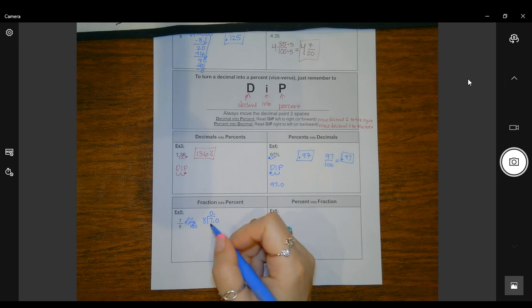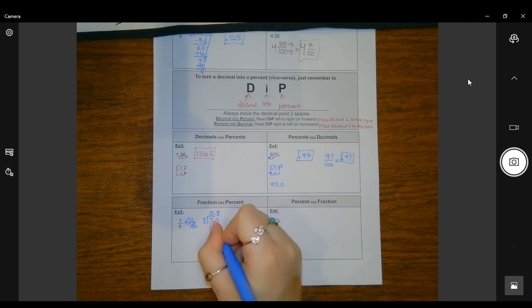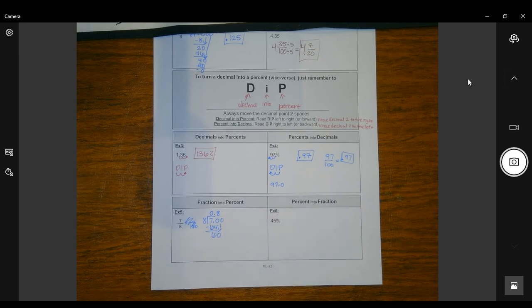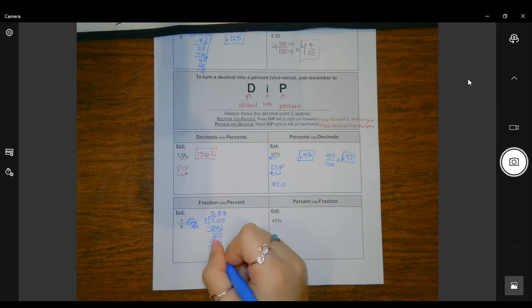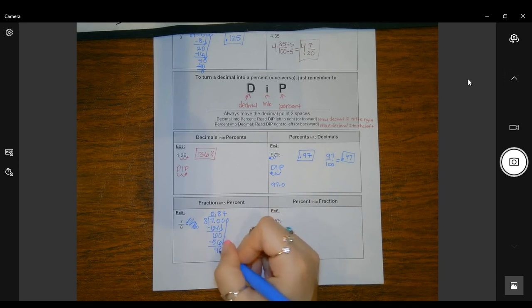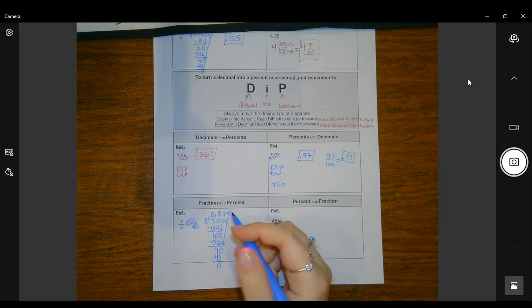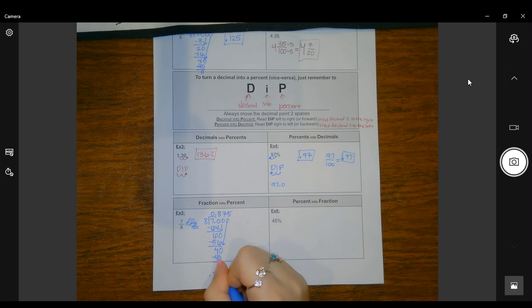8 into 70 goes in 8 times. And 8 times 8 is 64. Subtract that, you get 6. Bring down a 0. And 8 goes into 60 7 times, and you get 56. Subtract that, you get 4. Bring down another 0. And 8 goes into 40 5 times. So finally, you get that 7/8 is the same thing as 0.875.